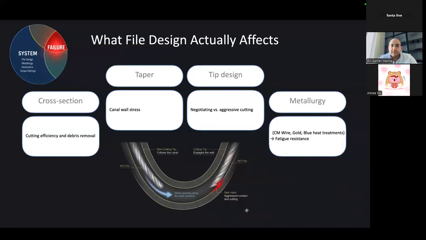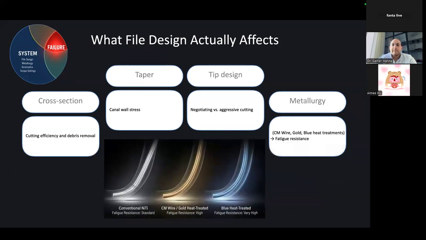And then we have the tip design, whether it's a negotiating tip or aggressive tip, cutting tip or blunt tip. All of this, again, will affect the system that we're working in and will affect the results of our treatment. And lastly, we'll have the metallurgy. Different wires were introduced in the market, lots and lots of talks from companies, lots of different colors, even blue, gold. It's very confusing, but again, we have to have a good understanding of every file that we're using.